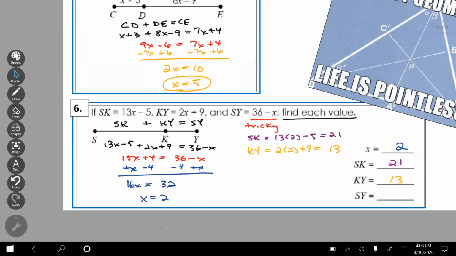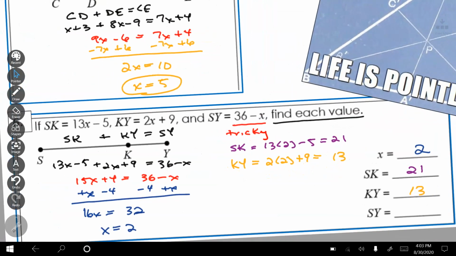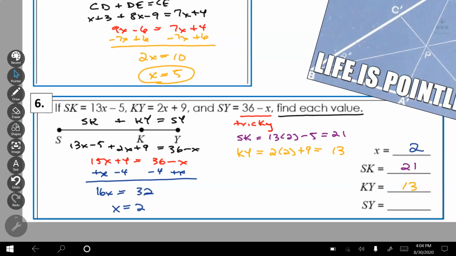This next one, I'm going to do a little bit more work. Not only do we have to solve for x, we have to solve for all parts of this segment, finding each value, and SY was a little bit tricky, 36 minus x. So I set it up, solve for x, got x equals 2. I plugged 2 into the SK part, I got 21. I plugged 2 into the KY part, I got 13. So 21 plus 13 is going to be 34. But I could plug it into the SY equation, that tricky one. 36 minus 2, and I guess what? I still get 34. It worked out either way.